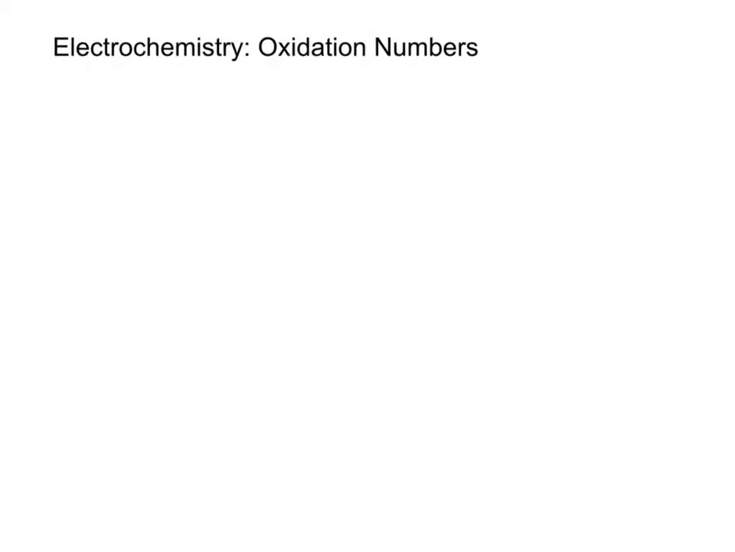So we're going to begin chapter 20, which talks about electrochemistry. And in electrochemistry, all this does is it talks about the relationship between electricity and chemical reactions. And so these could be both spontaneous and non-spontaneous reactions that are involved in electrochemistry.